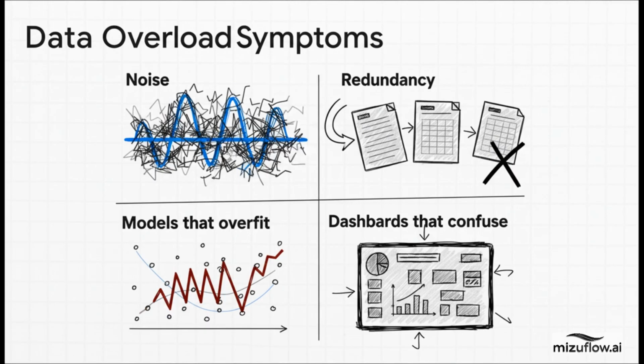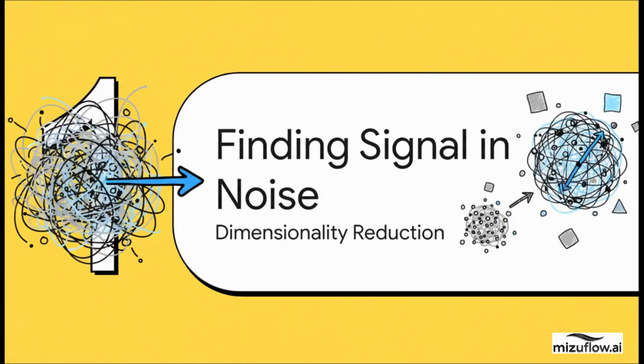All that extra data just creates noise, making it so hard to see what's actually important. And you get redundancy, right? Where you've got multiple columns basically telling you the exact same thing. This is what leads to forecasting models that overfit, and dashboards that are so cluttered they end up confusing people instead of actually helping. So how do we fix this mess?